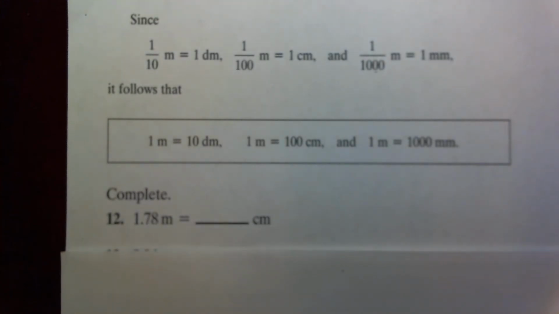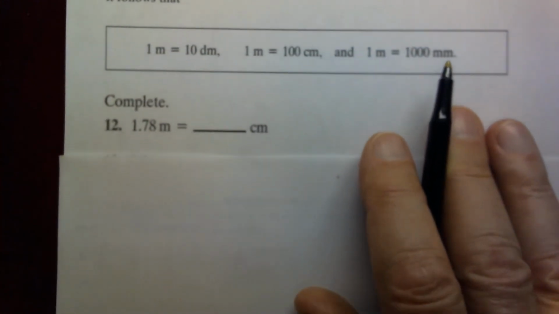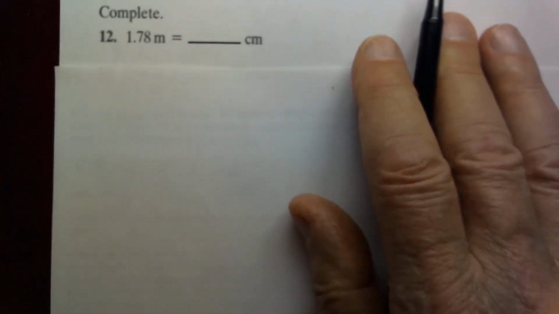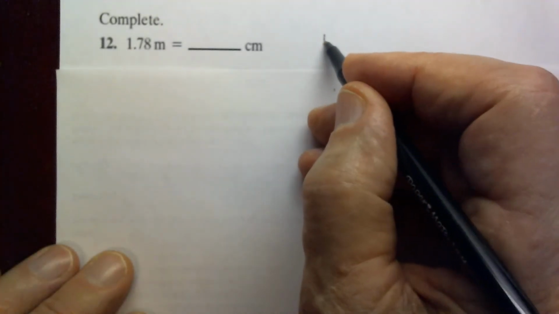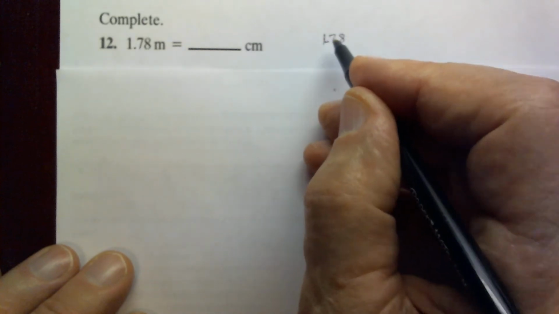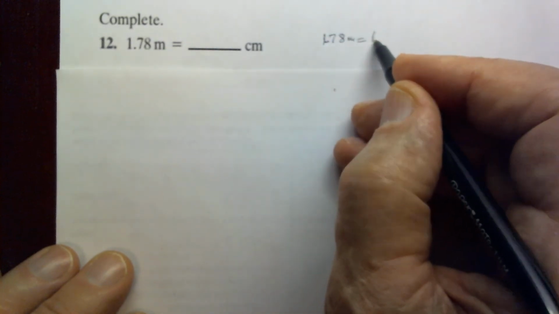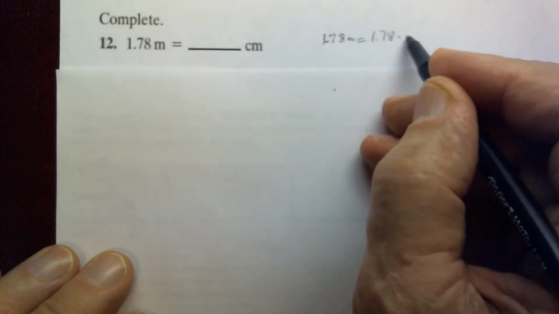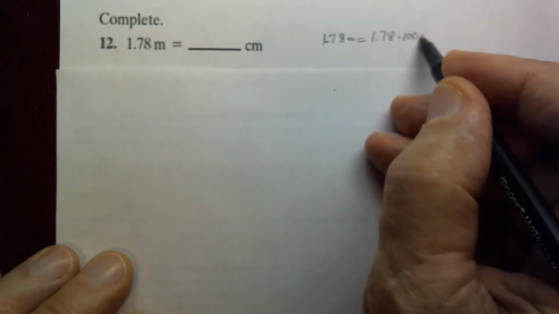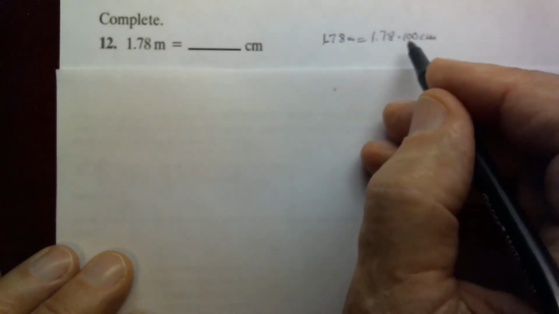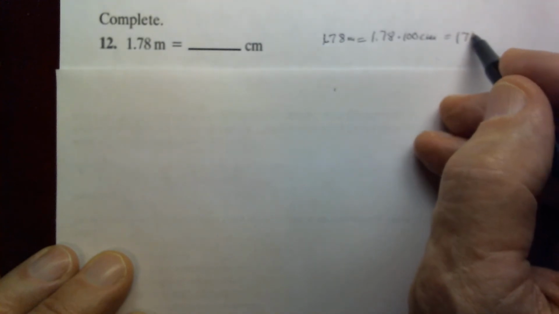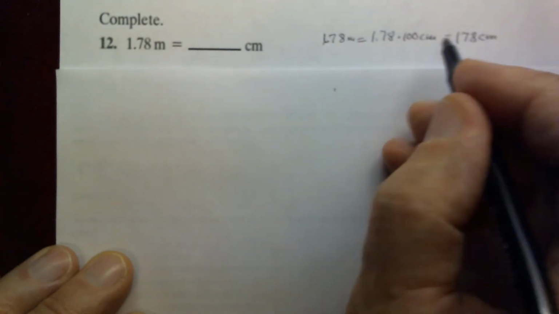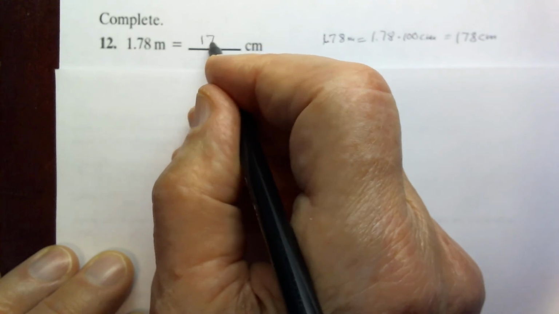So with that in mind, let's convert 1.78 meters into centimeters. So 1.78 meters is equal to 1.78 times 100 centimeters, since 1 meter equals 100 centimeters, and that then is equal to 178 centimeters. So 178 centimeters.